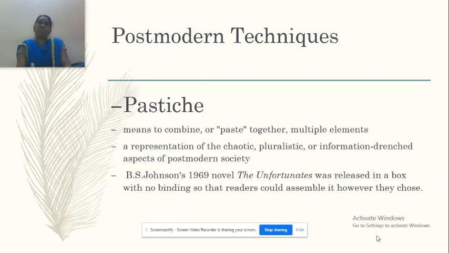If you could imagine, the novel was published in the form of a box which contains flashcard-like things with the text printed on them. The readers can assemble them and find their own meaning. Therefore, it proclaims that there is no one meaning for any text. There are pluralities of meaning.